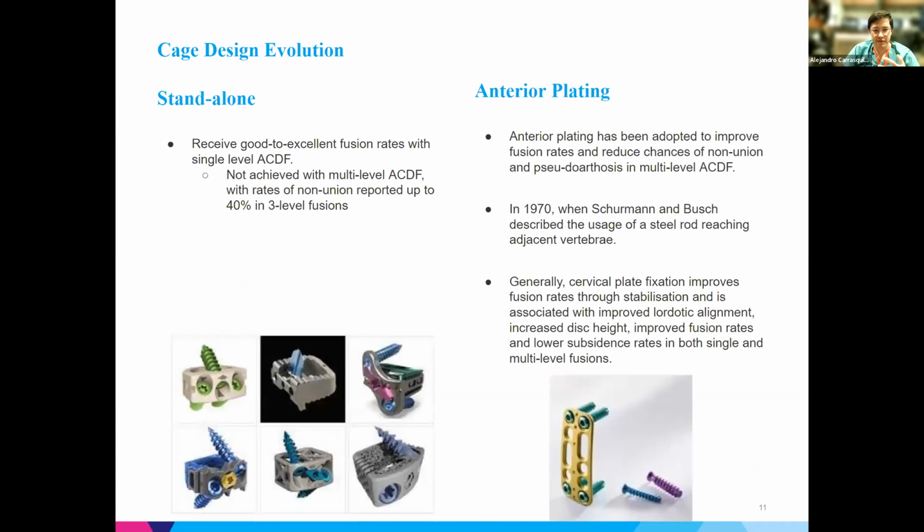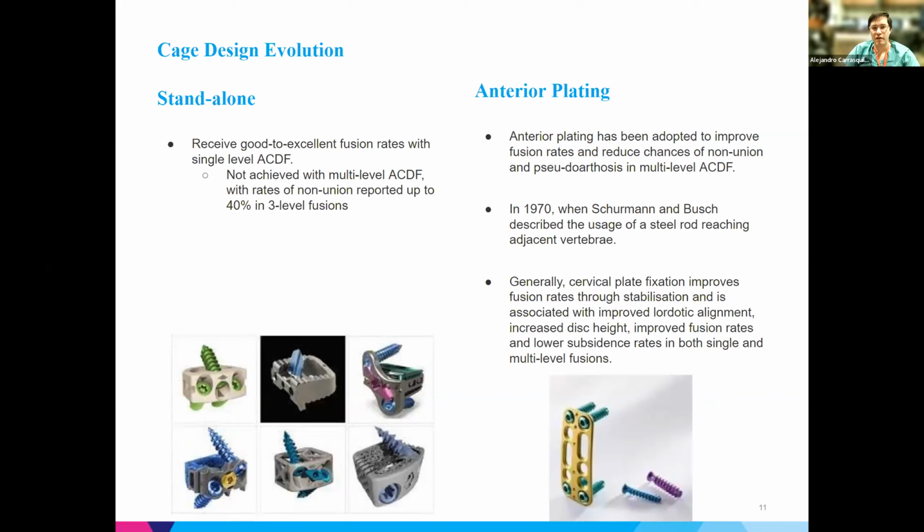And this has evolved to some of the cages that we use today. Today, we commonly see standalone cages where the screws that affix them to the vertebral body are incorporated in the cage, and they don't have to be screws. They can be plates that wedge themselves into the vertebral body to secure these standalone cages. They receive good to excellent fusion rates with single level ACDF. These fusion rates are not as well achieved in multi-level ACDF.